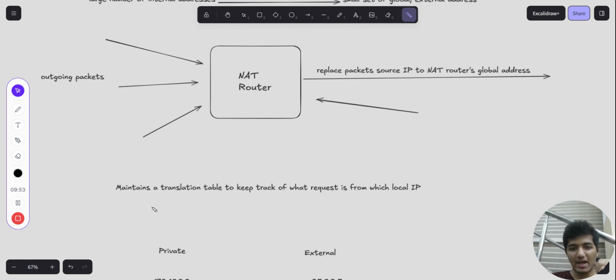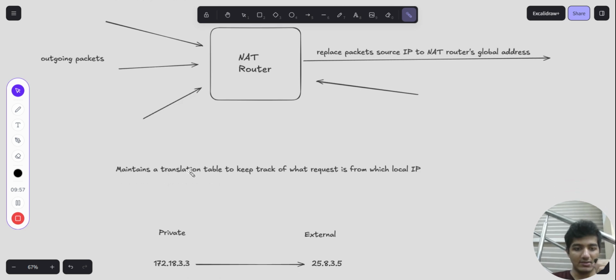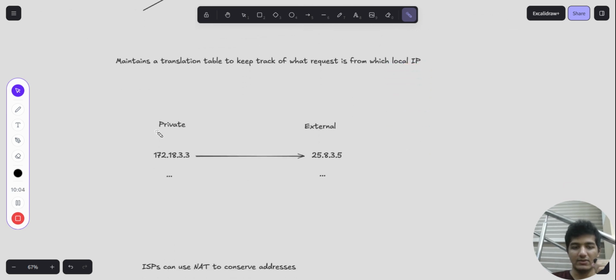Now, how do we know which packet to return to which host? The NAT router does this using a translation table. It keeps track of which request is from which IP. This is just a small example. This is a private IP, and this is the external IP. While going outside, it will replace this with this. And when the return packet comes in, it replaces this once more with this.